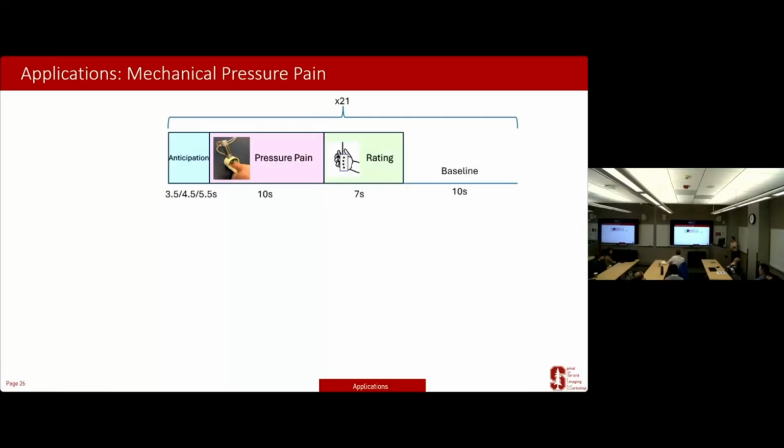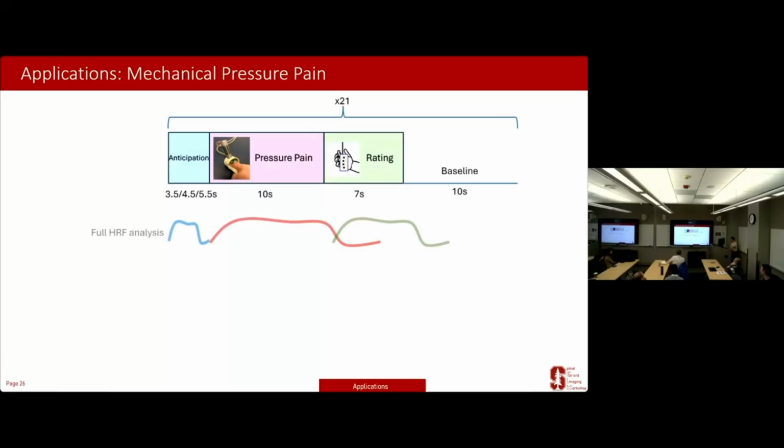The design went like this. I have a few seconds of anticipation where they see the word "ready," meaning pressure pain will come on. Mechanical pressure pain was applied for 10 seconds. We used this custom-built MR-safe device made by Gary Glover here. After pressure pain, participants rated their pain intensity and pain unpleasantness using a button box in their right hand. There was a 10 second baseline between trials and a total of 21 trials.